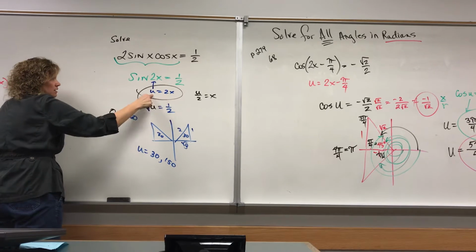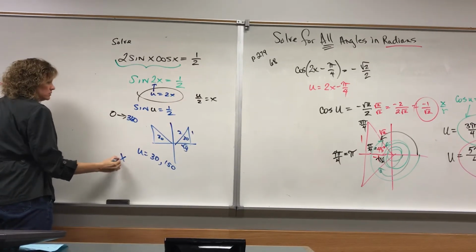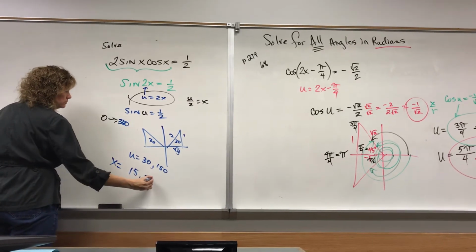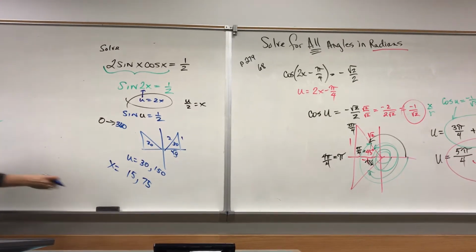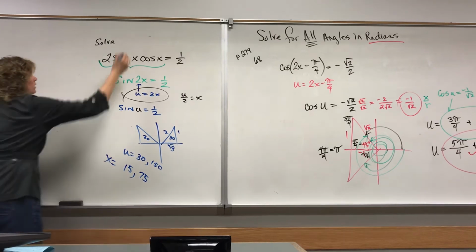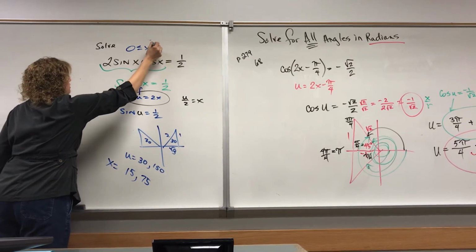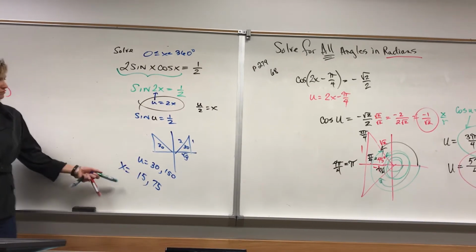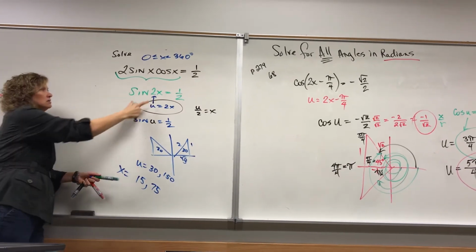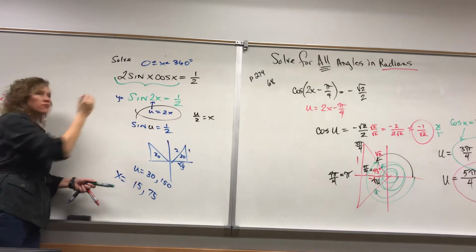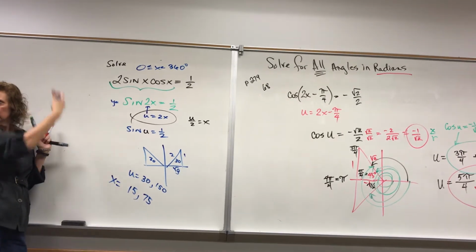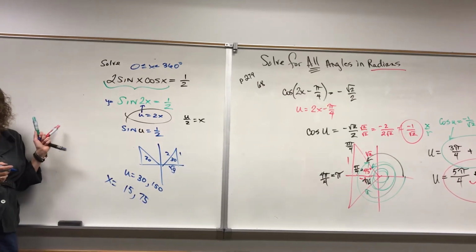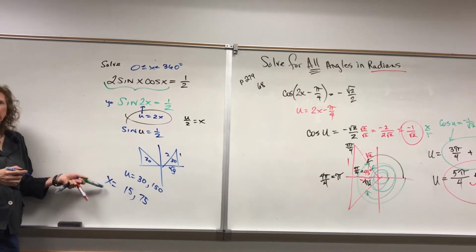To convert back to x, we divide by 2, so my x angles are divide by 2, divide by 2. My original equation said solve between 0 and 360. If I thought about this graph, it compresses it. It does 2 cycles of the function by 360. So we need actually more answers.